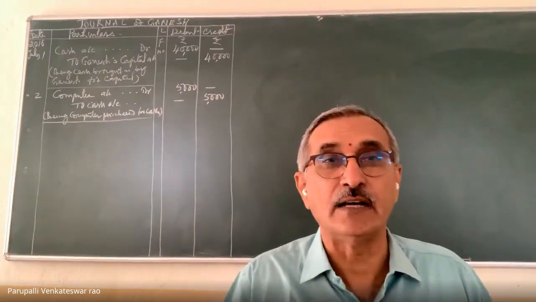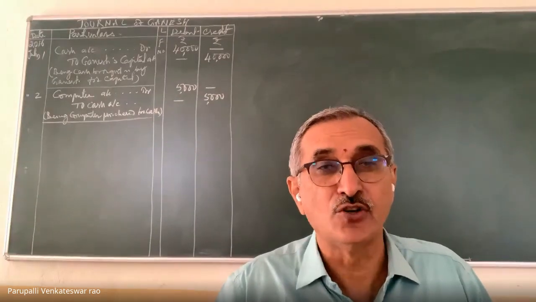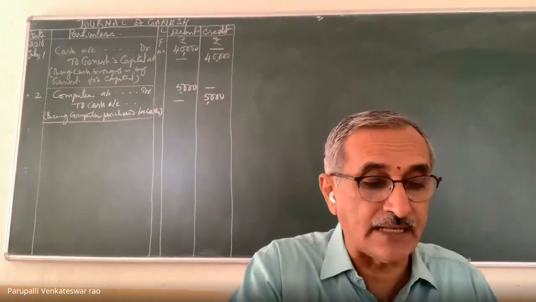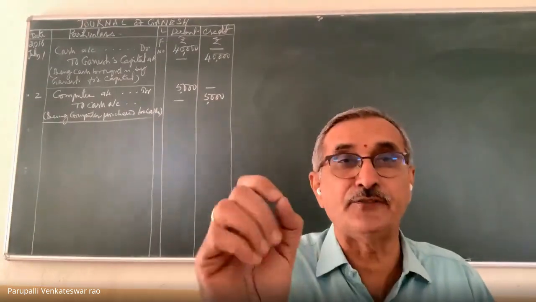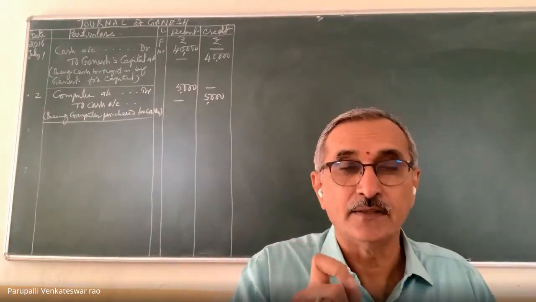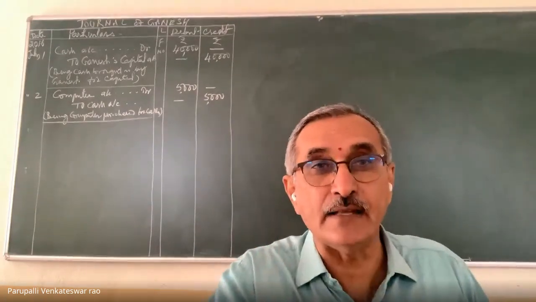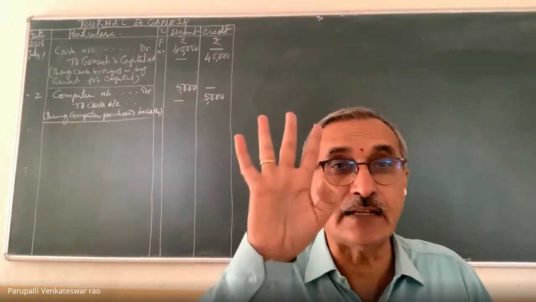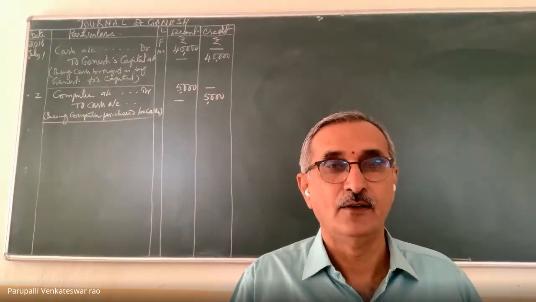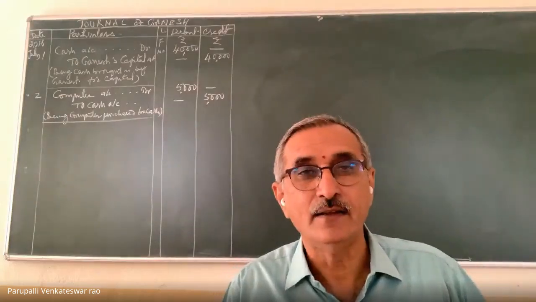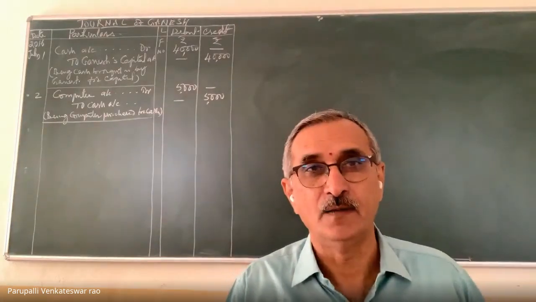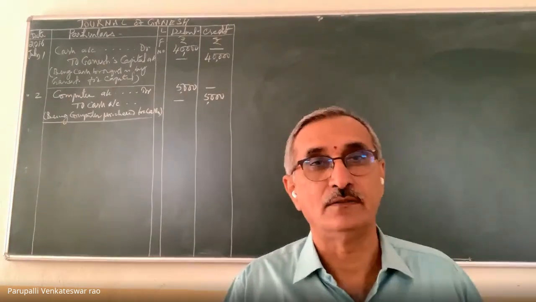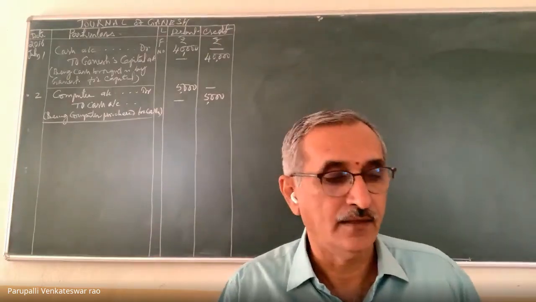That's it. That I will take up in the next class. So count it physically: how many times the word cash account appeared in the journal entries we passed? It happened 9 plus 4, 13 times cash appeared. Four times it was debited and nine times it was credited. That is recorded in the cash account. That I will take up in the next class.